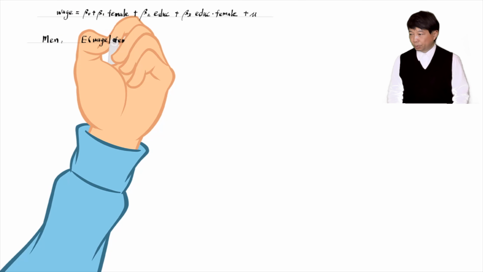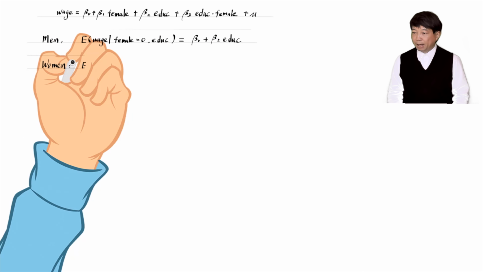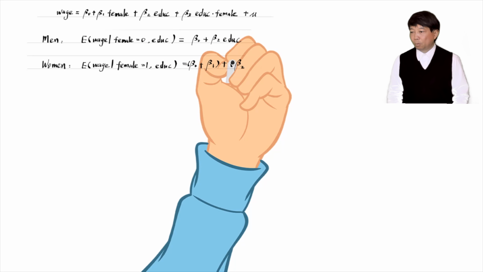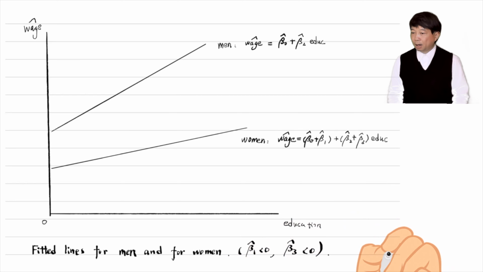We write down the equations for men and women. We find that the slope of the fitting line for men is beta 2 hat, while the slope of the fitting line for women is beta 2 hat plus beta 3 hat. The slopes of the fitting lines are the returns to education. We allow the returns to education to differ between male and female workers. This graph is for the case when beta 1 hat is negative and beta 3 hat is positive. We can figure out other cases, such as the one where both beta 1 hat and beta 3 hat are negative.